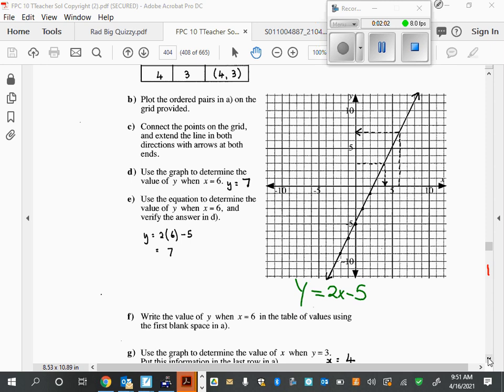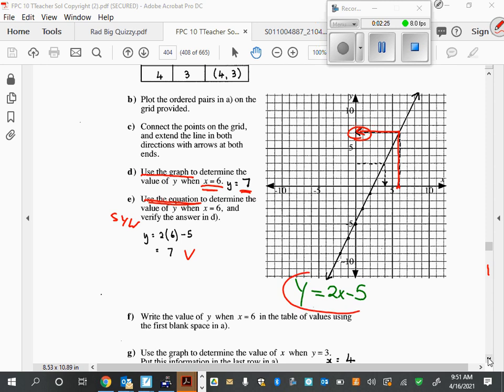And so far, perfect. And a reminder that yesterday we said when it says use the graph, you do not show your work. X equals 6, you go to x equals 6, hit the graph, and then see what y equals. If it says use the equation, of course, you do show your work and get the same answer.